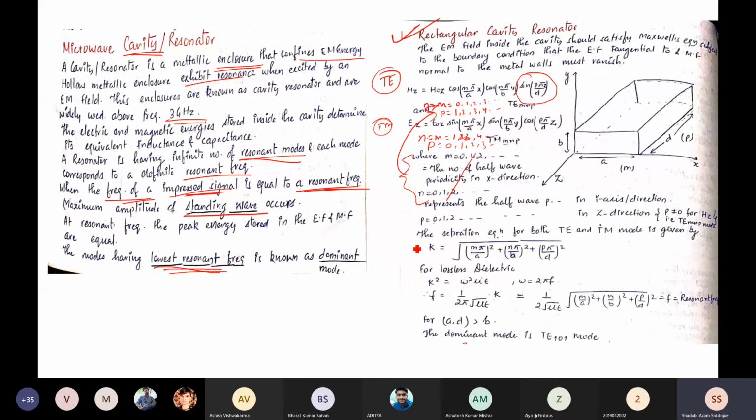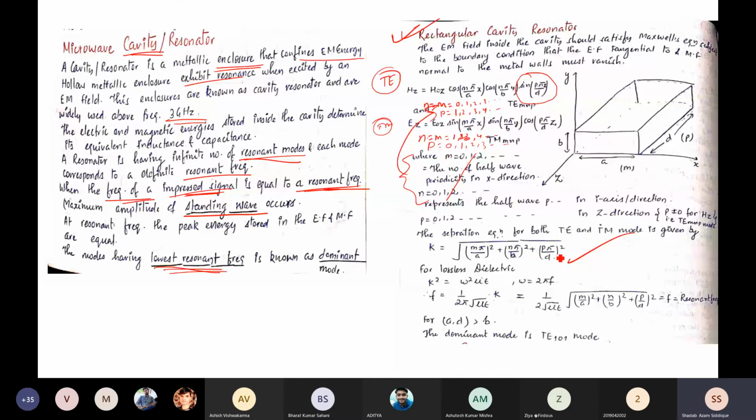Now the separation equation for both TE and TM modes is given by k equal to the square root of (mπ/a)² plus (nπ/b)² plus (pπ/d)². Whatever we have seen there, kc² is equal to kx² plus ky², and that is called the cutoff wave number. Here, k is equal to the square root of kx² plus ky² plus kz², so it is written as (mπ/a)² plus (nπ/b)² plus (pπ/d)².